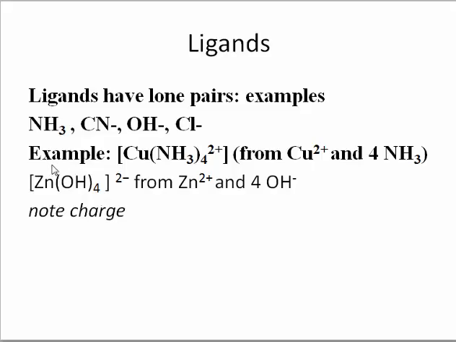Another example is a zinc hydroxide complex made from 4 hydroxides complexed to a positive 2 zinc cation. Notice the overall charge of this species is negative 2, as it is produced from a zinc with a positive 2 charge and 4 hydroxides with a negative 1 charge. You should always make a note of the charge of the metals and the ligands within a complex ion.